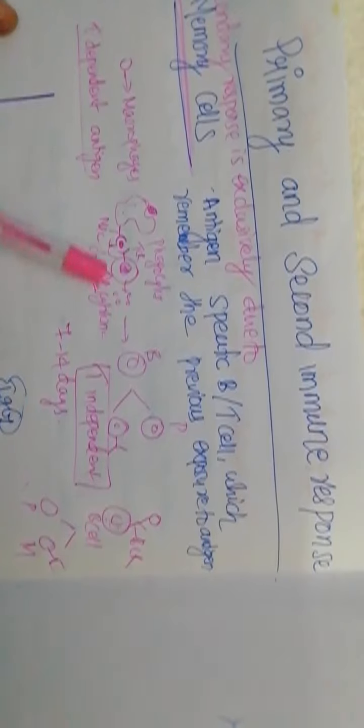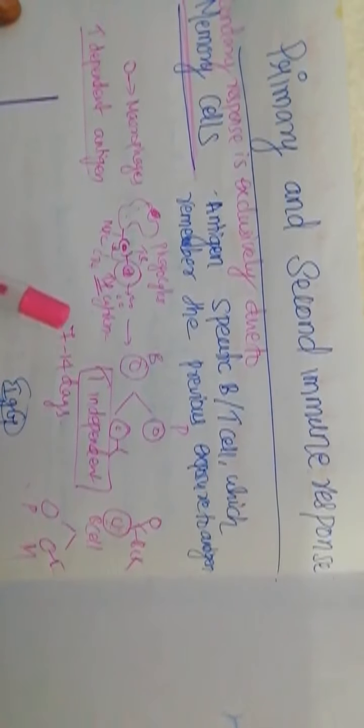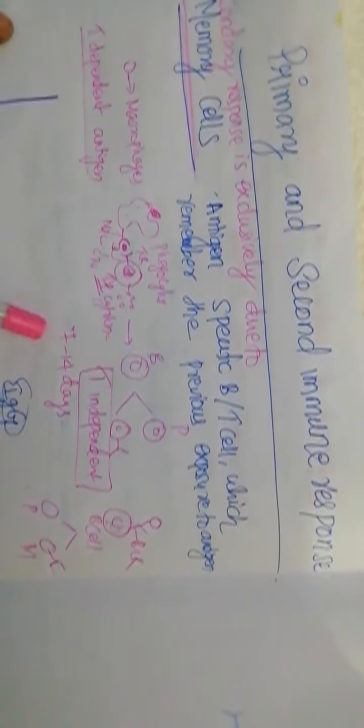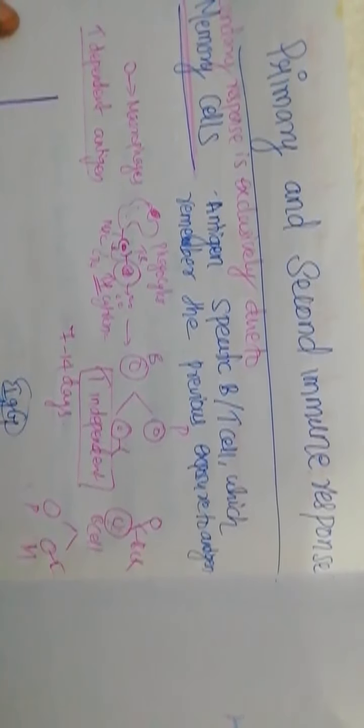So once after the infection, whatever infection happens in the body, for antibody production to happen within the body, it will take 7 to 14 days. This is known as the primary immune response. Secondary immune response is exclusively due to memory cells.